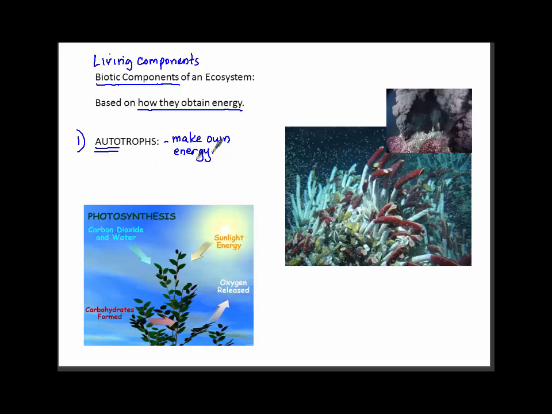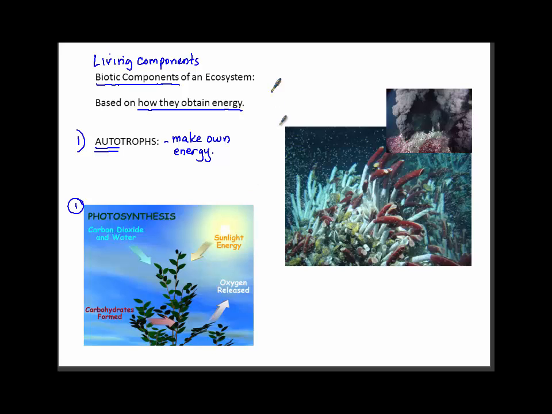They make their own energy, and they do that in two ways. The first way is through photosynthesis, using sunlight for energy. They're taking in carbon dioxide and water, using sunlight as the energy source, and releasing oxygen. That's the one we're all used to and familiar with.